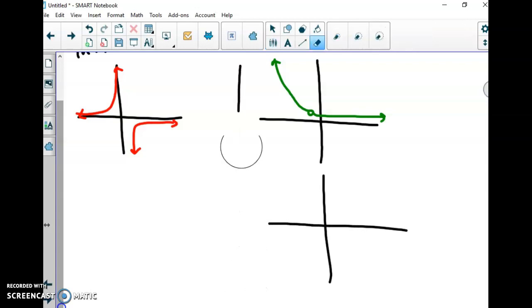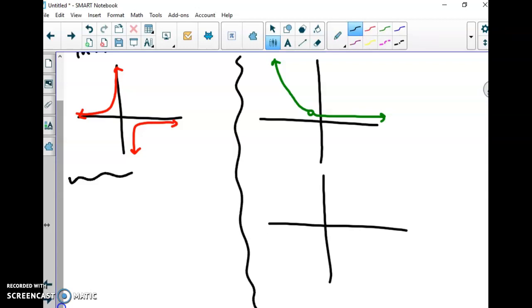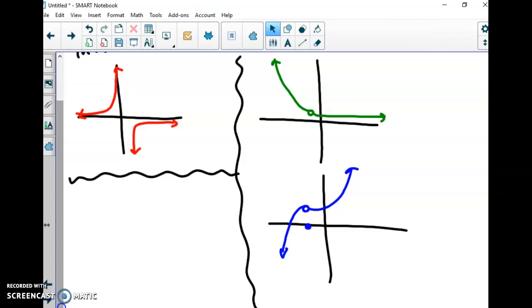Actually, let's not make that a straight line. So you can see we're going to have 3 different types. There is also a removable that could look like this. Notice the green one here, I don't have another value. It just is gone at that spot. But on the blue, I have it where there's a hole, but there's also another value in a different location.